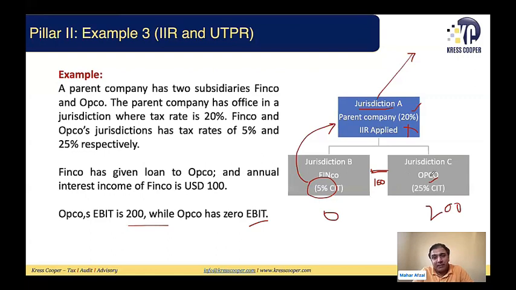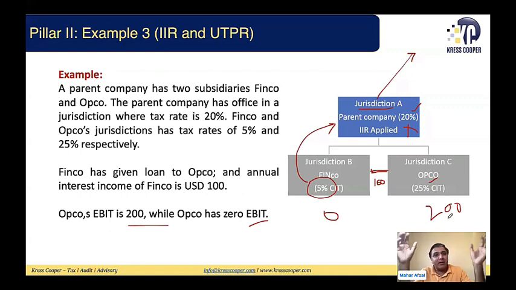Once C is not deducting 100 from their taxable profit, C's tax base will go up. Once their tax base goes up, C will be liable to pay more tax, and in the end they will collect 15%. This is the first technique in the UTPR, denial of deduction. Or you can do this. Second is withholding tax.